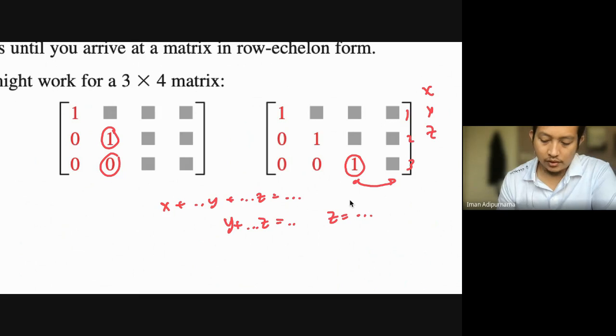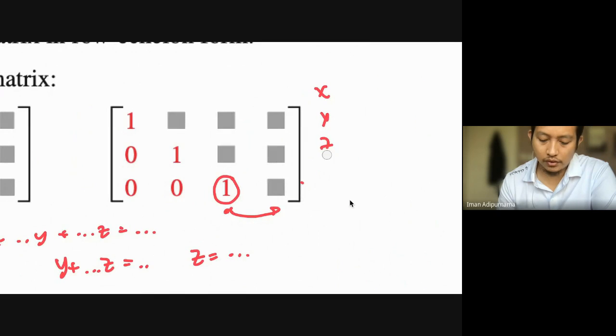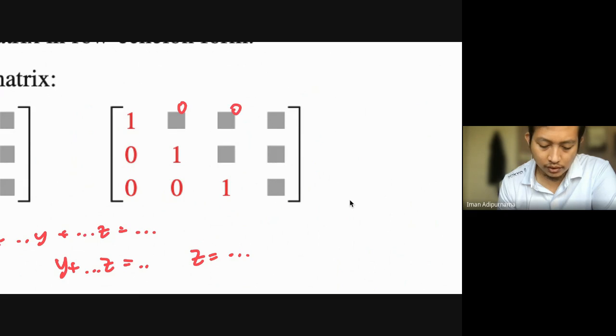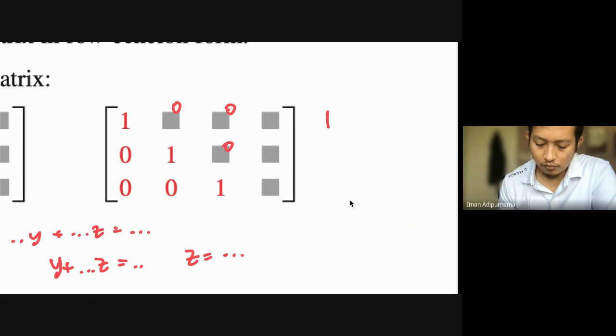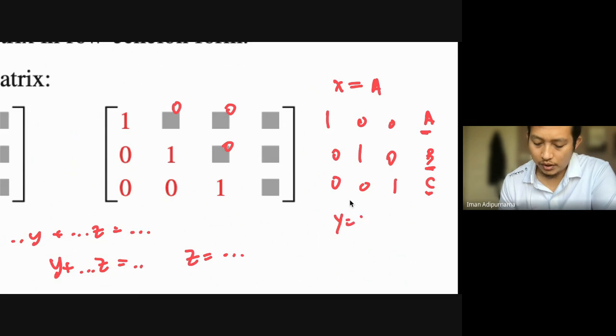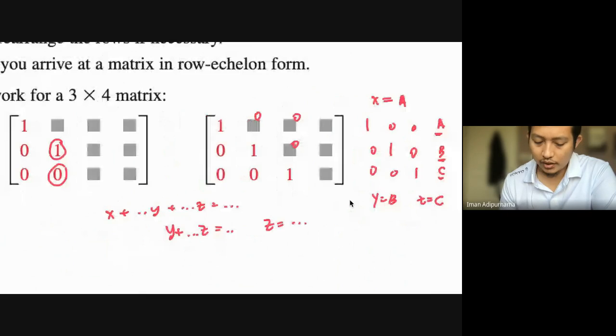But you can also, sometimes, use the row echelon form, try to do some operations and make this 0, 0, and 0. So you have 1, 1, 1 and 0, 0, 0, and this will directly give you your x, y, and z. Let's say this is a, b, c. So x is equal to a, y equals b, z equals c. You can also do that.